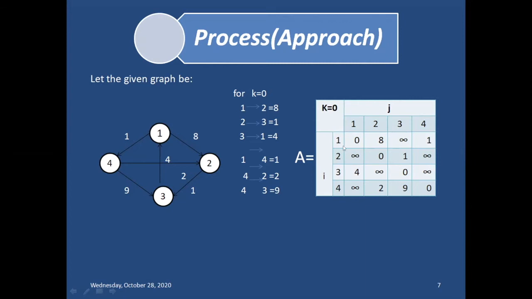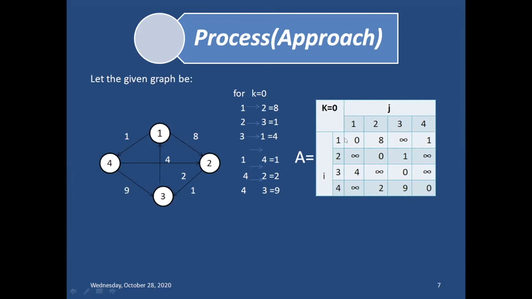And now we create a matrix of dimension n by n, where n is the number of vertices. The rows and the columns are indexed as I and J respectively. I and J are the vertices of the graph. Each cell Aij is filled with the distance from vertex I to vertex J. If there is no path from vertex I to vertex J, then we fill this cell with infinity.